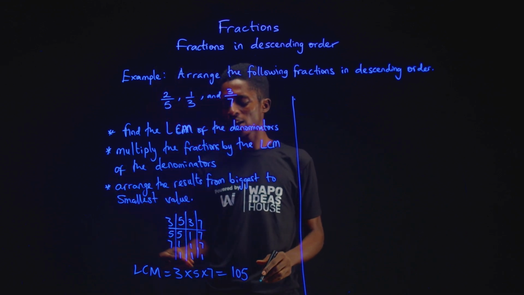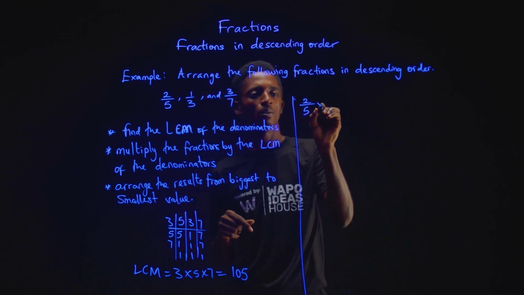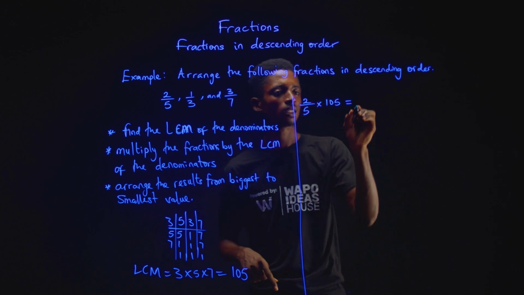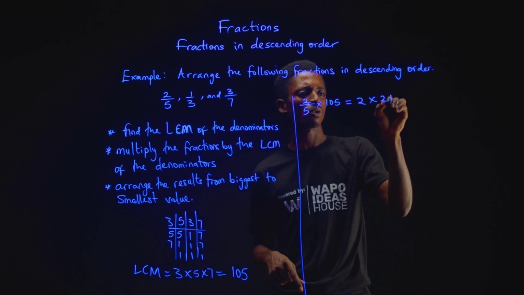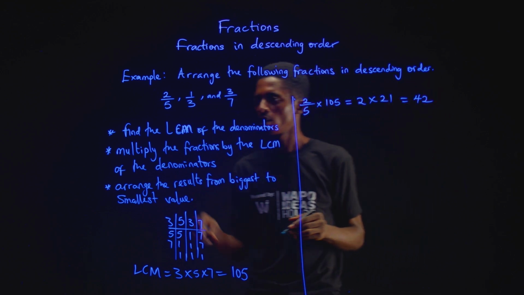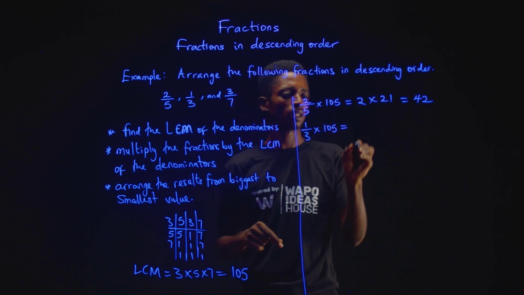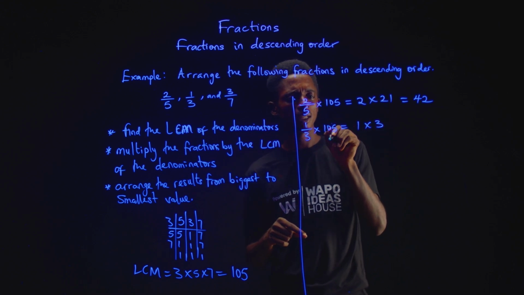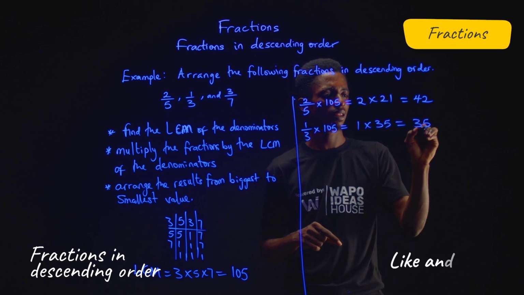We multiply each of the fractions by the LCM. Now we have 2 over 5 multiplied by 105. This would be 2 multiplied by 5 into 10, 2. 5 into 5, 1. And then 2 times 21 will give us 42. So the second fraction, 1 over 3 multiplied by 105. This is 1 multiplied by 3 into 10, 3, remember 1. Now 3 into 15, that's 5. Now 35 times 1 is 35.